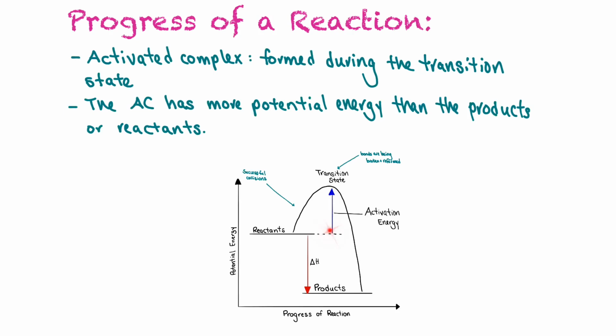And this part here, the amount of energy from the reactants up to that transition state is known as the activation energy. And then the amount of energy between the reactants and the products is known as the delta H. So in this example, this delta H is negative. It's a drop in energy from reactants to product. So this must be a release of energy, which is known as an exothermic reaction.